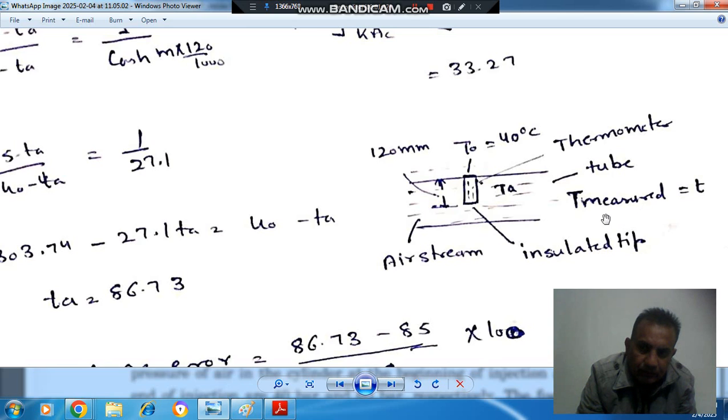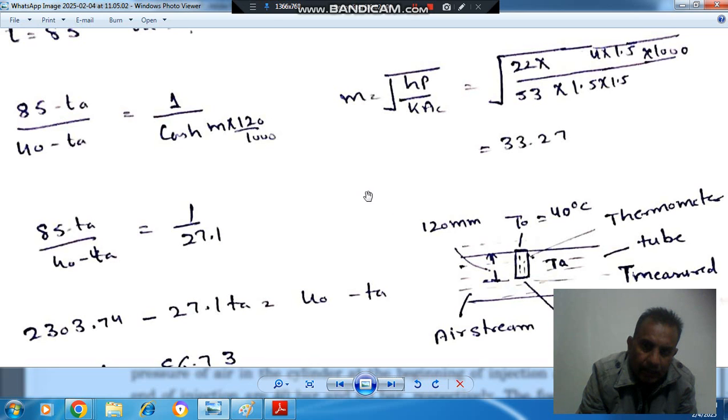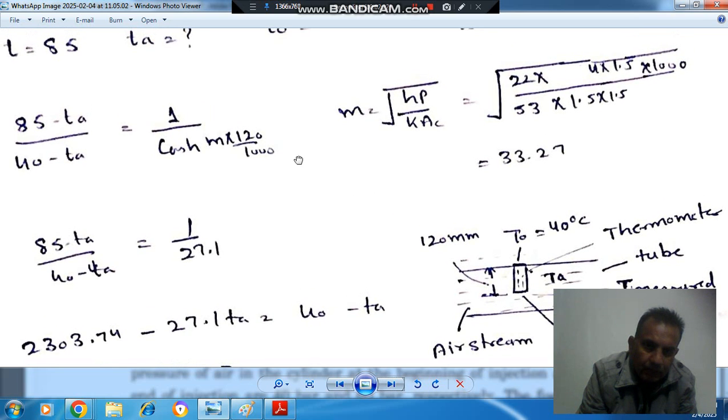Temperature measured is your 85 degrees Celsius by the thermometer, and this length of the thermometer is 120 mm and thickness is 1.5 mm. TA is for air temperature. Then if you assume it as an insulated tip, here the temperature measured is 85 degrees Celsius. So L for this is 120 mm. The temperature measured is at x is equal to L.